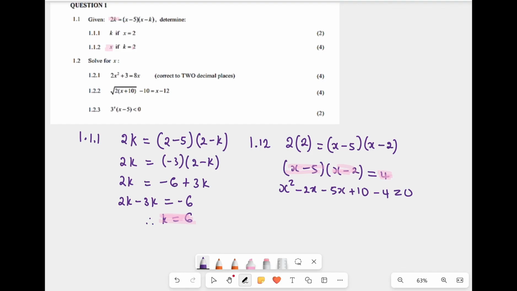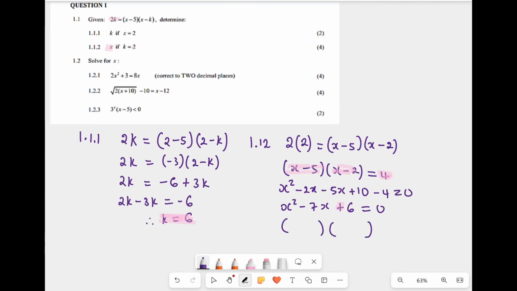And then from here I'm going to add the like terms. So I will have x squared minus 7x, and then 10 minus 4, it is plus 6. This is equal to 0. Now, 6 is positive, so we are adding. I'm looking for factors of 6 that I will add and get 7. So it is 6 and 1.